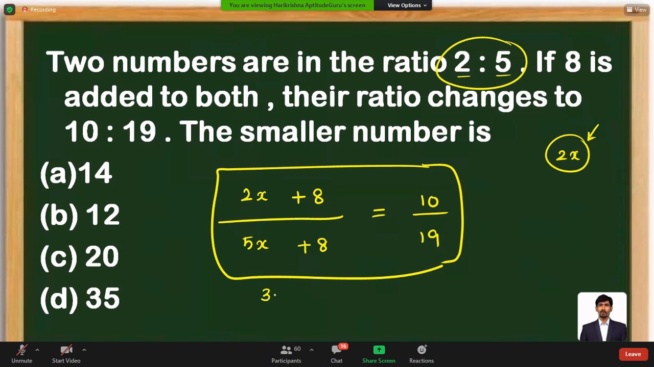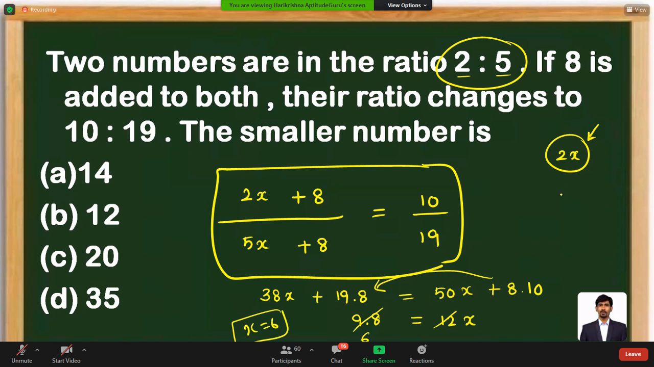19 into 2 is going to be 38x, plus 19 times 8, will be equal to 50x plus 8 times 10. If you bring this to this side, 19 times 8 minus 10 times 8, the difference is 9 times 8, which is equal to 12x. So 9 eights are 72. 12 sixes are 72, so x is going to be 6 here. They are expecting 2x. So 2 into 6, the value is going to be 12. You can mark your answer as option B.